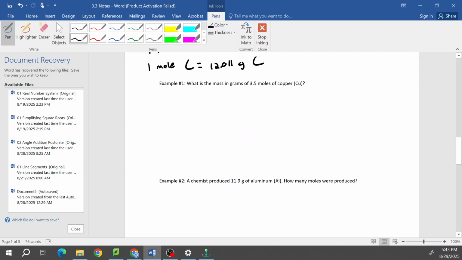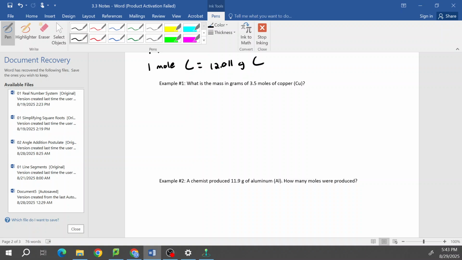Okay, so the biggest part of this chapter is being able to solve these mole conversion problems, which are quite tricky, okay? But they're always set up the same every time. As long as you set them up the same every time, you'll have no problems. Okay, so example 1. It wants to know what is the mass in grams of 3.5 moles of copper.